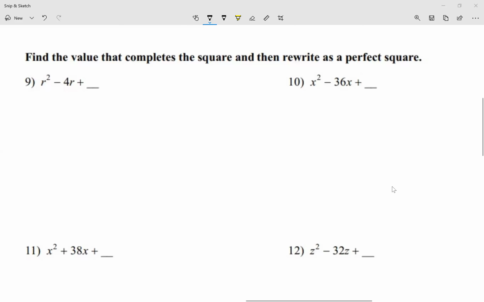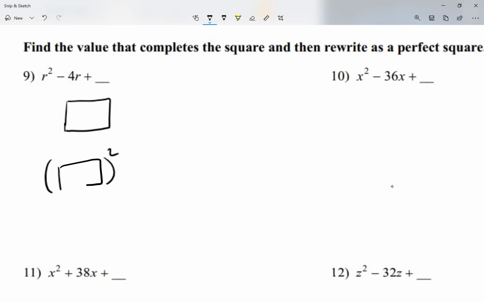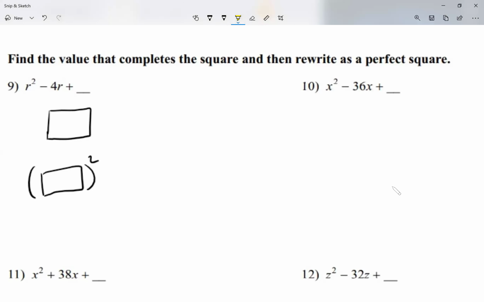Okay, so for today, the instruction said find a value that completes the square and then rewrite as a perfect square. Then I see on your homework, the way you guys should see, first of all, there's a box that you guys have to answer. There's an answer that goes in there. And then you guys have a parenthesis squared, and then you guys have another answer in there. So it's asking for two answers because in reality, if we read the instructions, there are two questions.